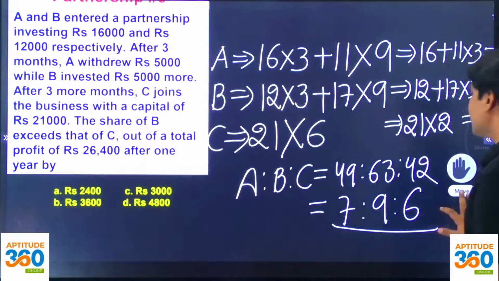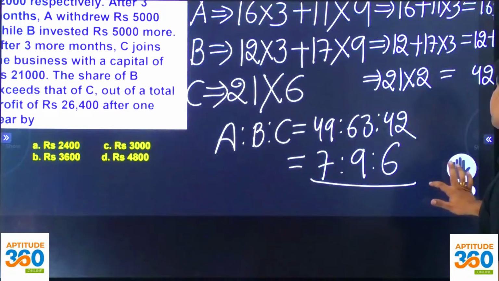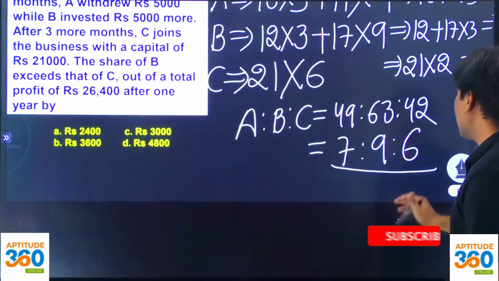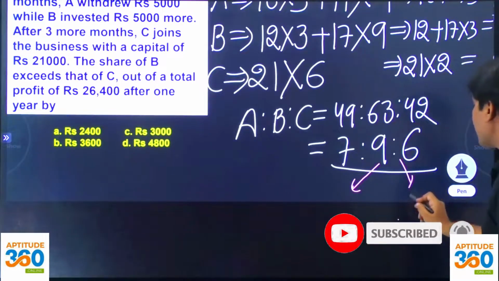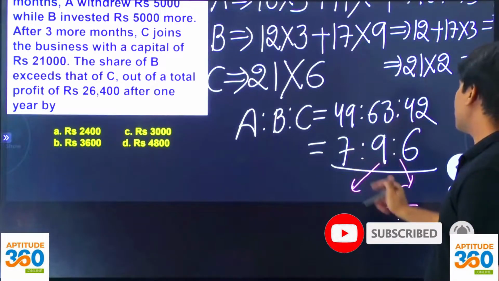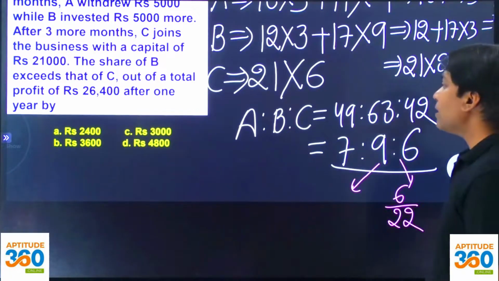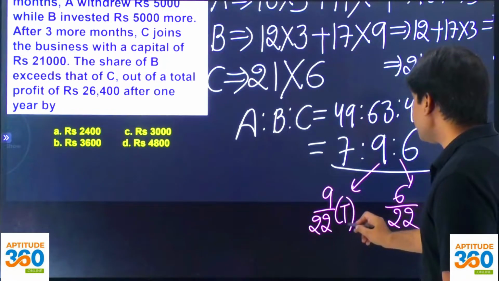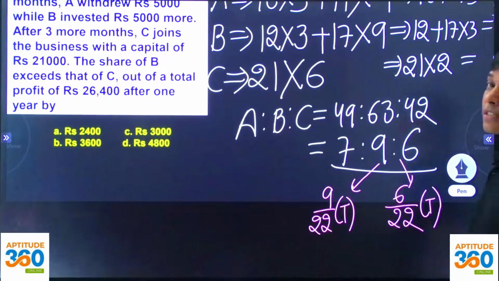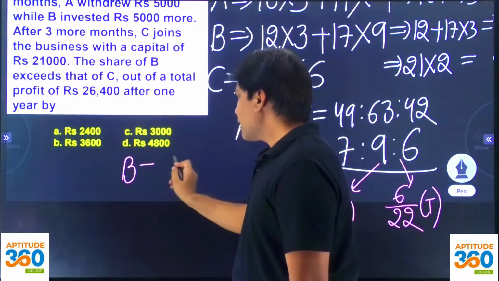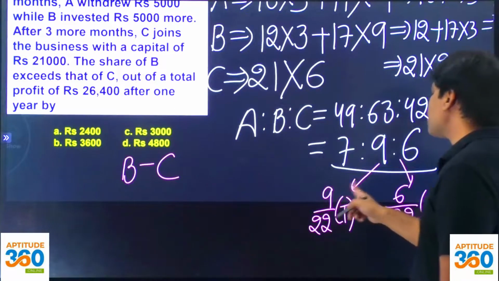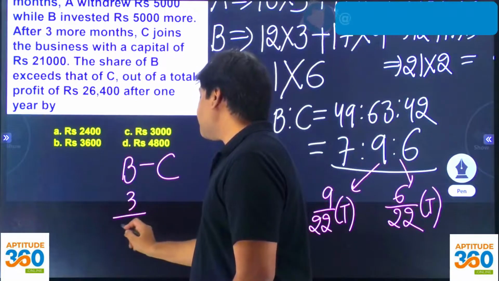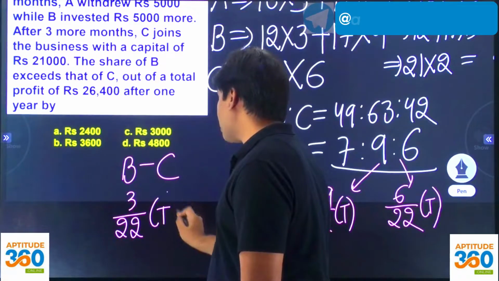अब आप एक चीज देखो ना कि C का अगर आपने शेयर बढ़ाना है तो C को आप दोगे 6 divided by 22 of the total, isn't it? And B should be getting what? 9 divided by 22 of the total profit. So what is the difference? B minus C, denominator is same. So 9 minus 6 is 3 divided by 22 of the total profit.